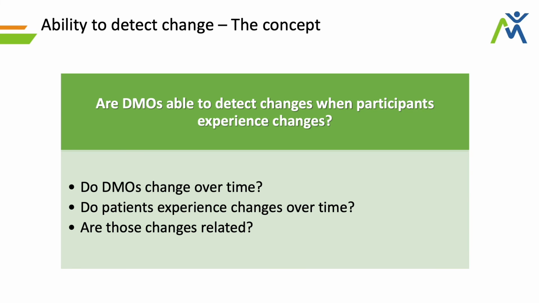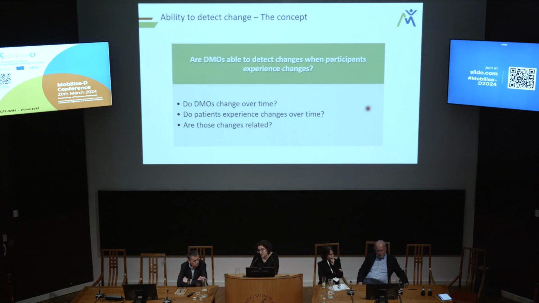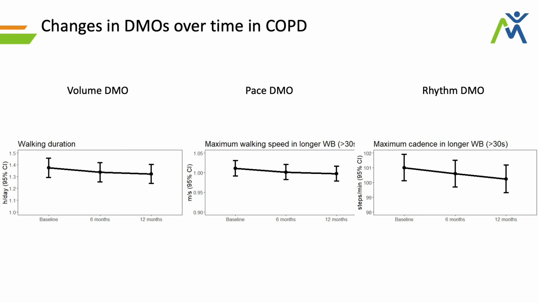So finally, ability to detect change. We want the DMOs to be able to detect change when change happens. So what we have done here is to test whether the DMOs change at all, whether the patients experience changes, and whether these 2 changes are related. In this figure, you see how 3 DMOs, one for volume, one for pace, and one for rhythm, have changed over time in COPD. That's baseline, 6 months, and 12 months. So in general, they have declined.